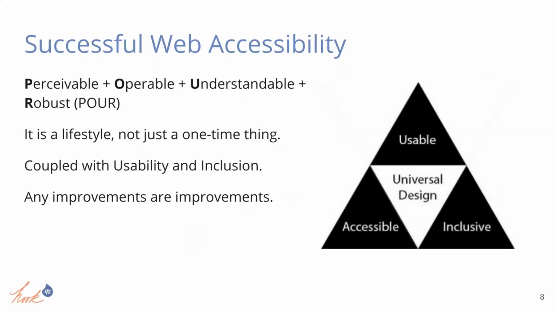So successful web accessibility is perceivable, you can understand it, or operable, you can work with it, it's understandable, and it's robust. And so this term is POUR. So poor on the accessibility. And it's a lifestyle and not just a one-time thing. You can't be like, oh, cool, I'm accessible, and then never recheck if you are accessible, because technology changes, your content changes, that type of thing.